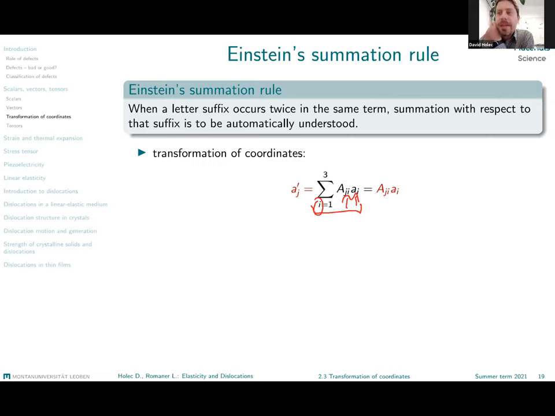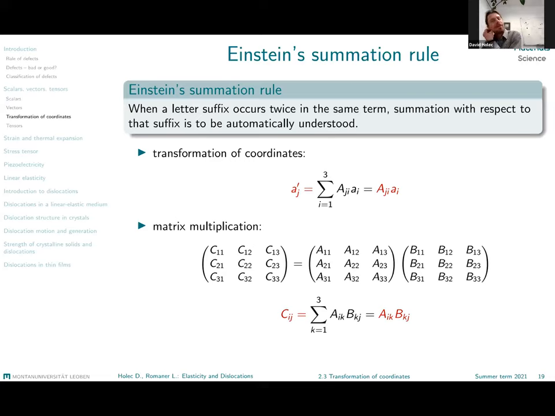And that means that we can write it without explicitly writing the sum here. And we just come to this simplified expression, a_j prime equals now the transformation matrix a_ji times the old coordinate a_i. This Einstein summation will simplify some of our expressions. For example, you can use it very conveniently to write the matrix multiplication.